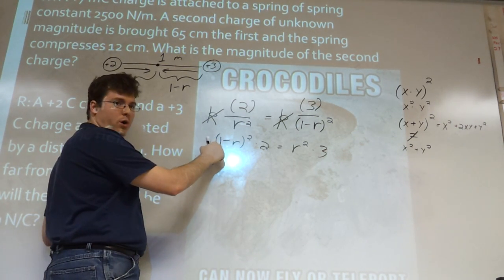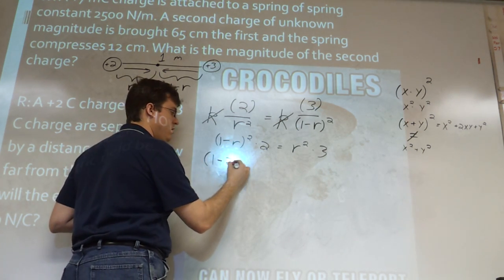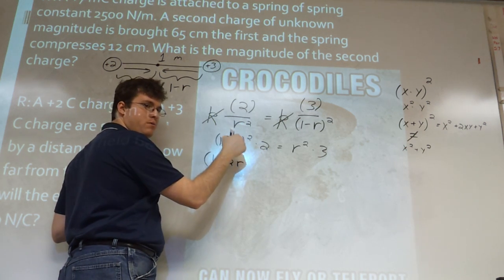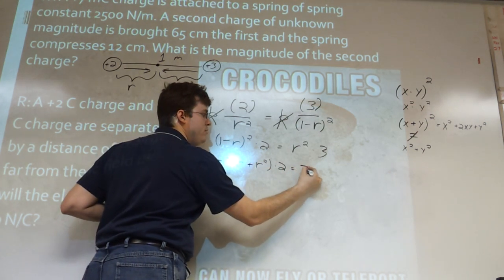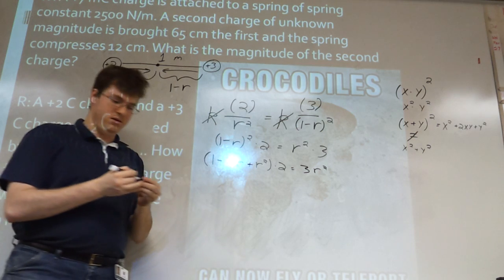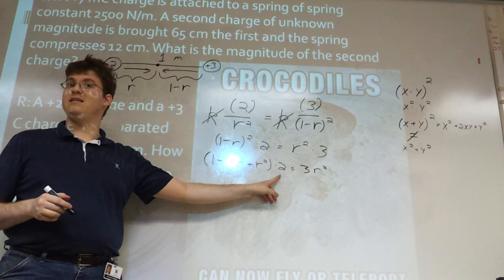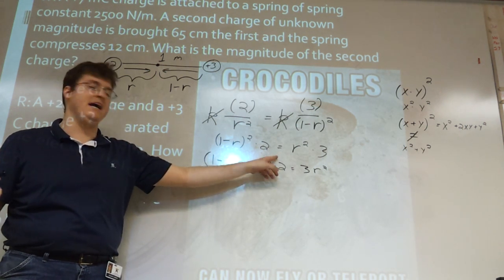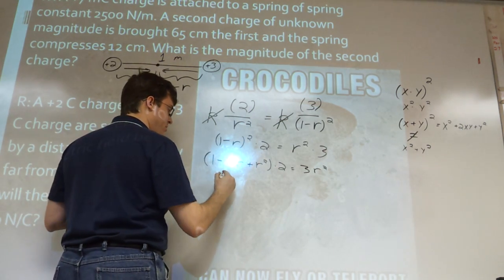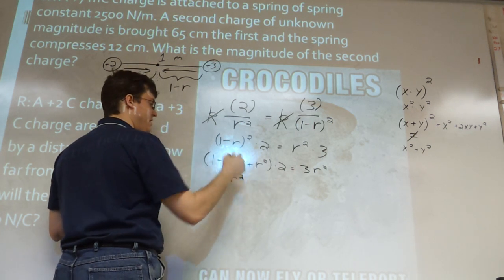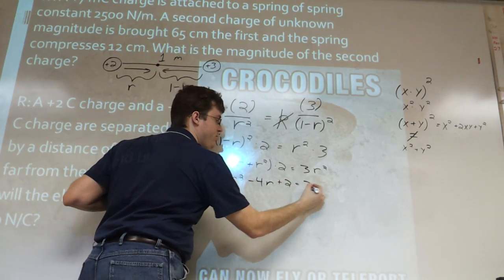First is 1 squared, which is 1. Outside, inside gives me minus 2r. Last, I have negative r times negative r gives me positive r squared. Times 2 equals 3r squared. Okay? Now can I distribute this 2? That I can distribute because it's just multiplication. It's not an exponent. Okay? So let's distribute this 2. Alright, I'm going to get 2r squared, I get minus 4r, and I get plus 2 equals 3r squared.